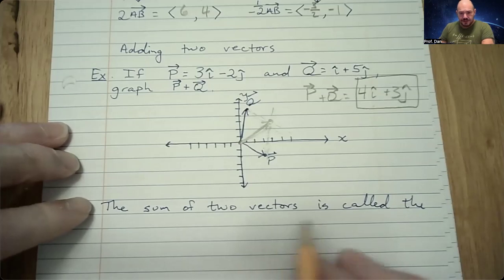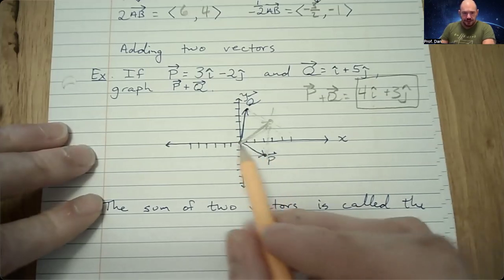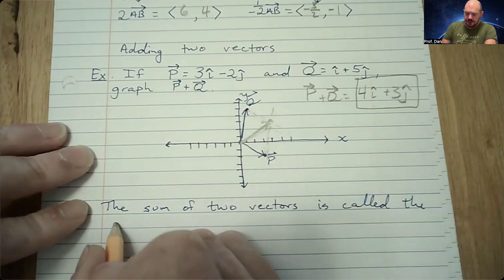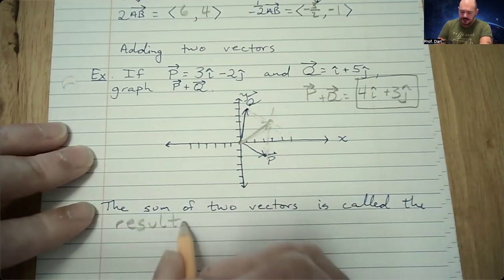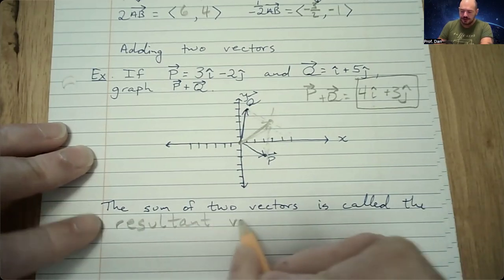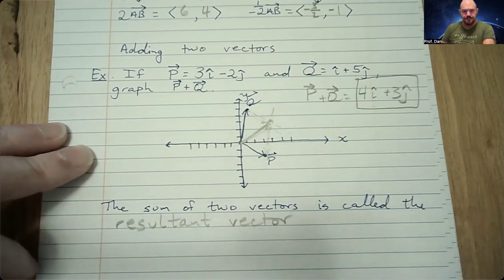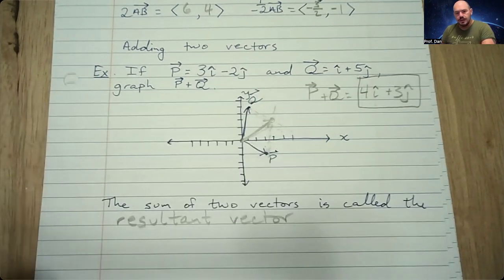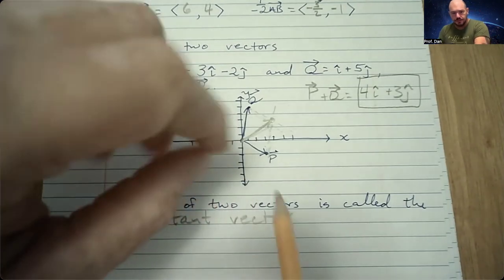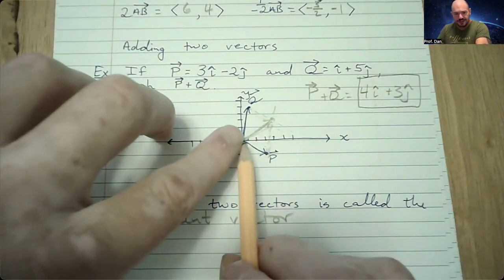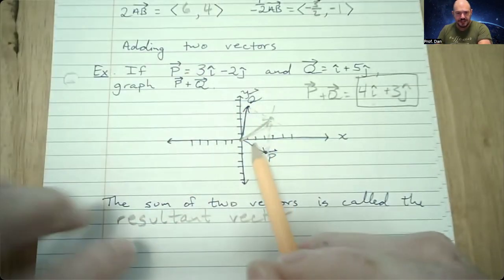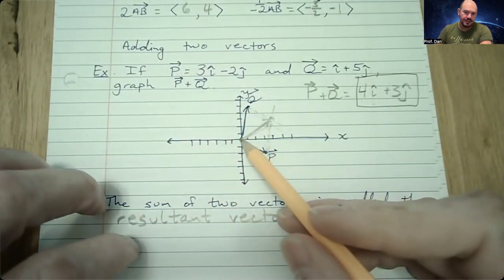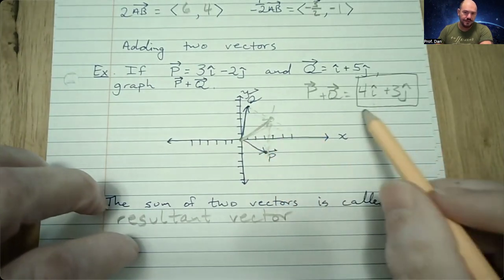And the sum of these two vectors, when we add them together, P plus Q, is called the resultant vector. So essentially, if I had two objects that were providing a force in these directions, the net result would be that the object would move in this direction, exerting that force.